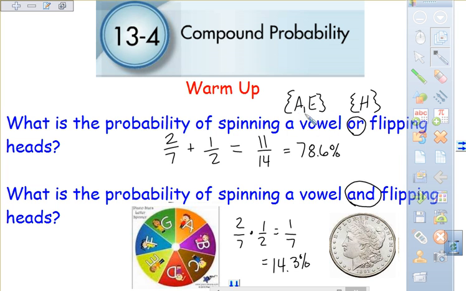So the vowels are A and E on our spinner. So we have 2 out of 7 options. And getting a head, there's only one way out of 2 to get heads. So we add these numbers to get 11/14, which is 78.6%.